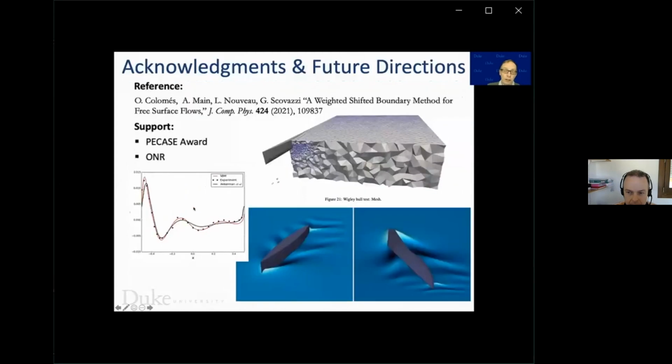In the longer presentation that I'm going to deliver at this conference, we will go into full details about the various problems that can be solved with the shifted boundary method.